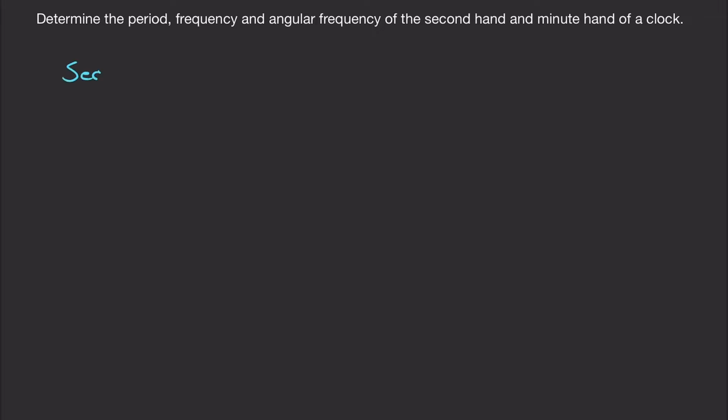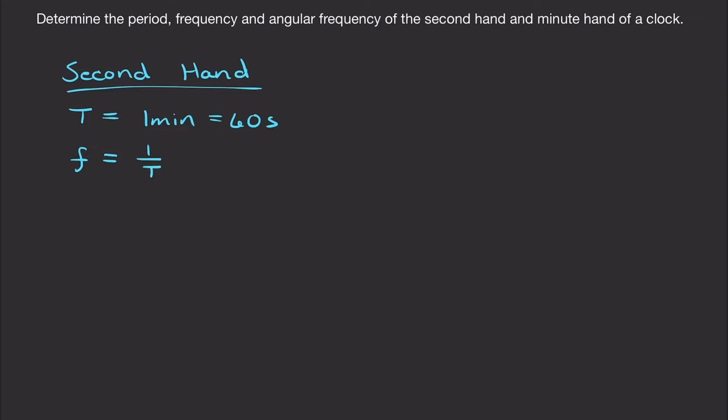So our second hand ticks at every second, and so it's going to take 1 minute or 60 seconds for it to go all the way around the clock. And so the period is just 1 minute or 60 seconds. And our frequency is 1 over the period, or 1 over 60 seconds. And that is going to give you 0.0167 hertz.